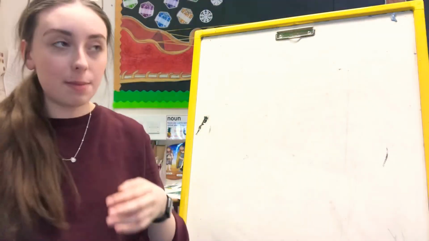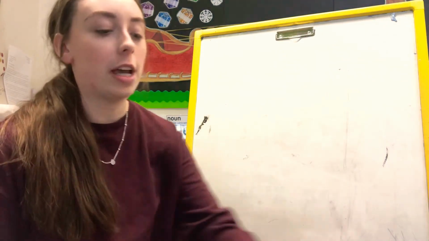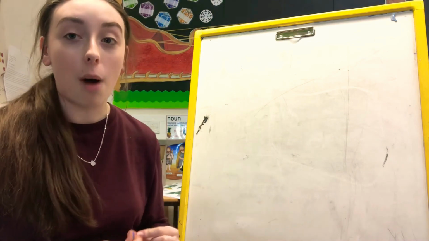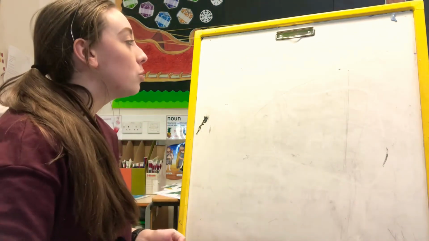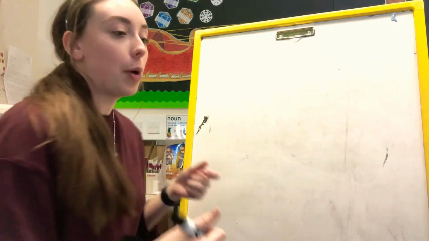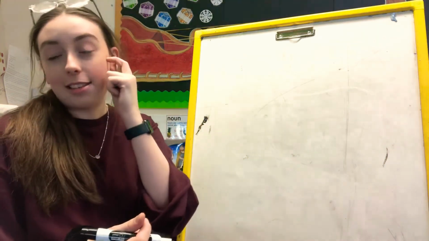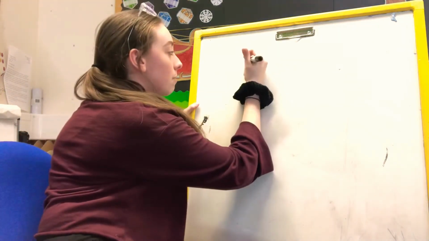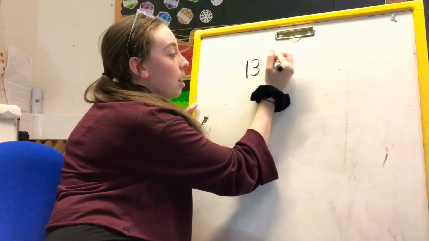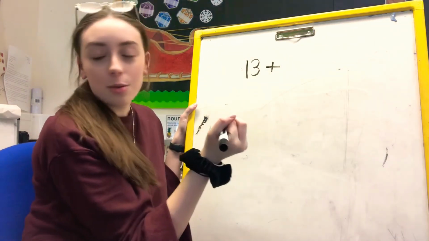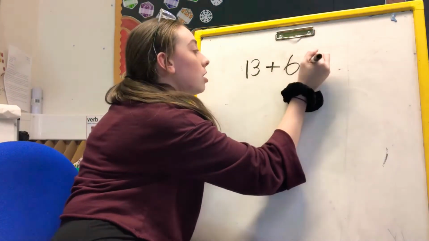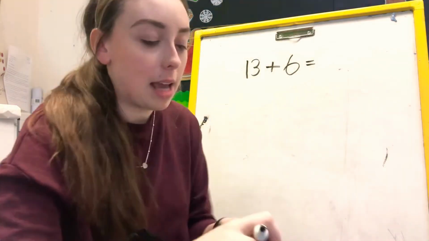So instead of me sticking the marbles on the board, we're going to use a different way. So I'm going to represent our marbles as counters. So let's think about our equation first before we put our counters on. So we had 13 marbles, so I'm going to write 13. You can do this as well. And then I found, can you tell me how many I found? Can you remember? I found 6. Well done. And we're going to find out how many I have in total.